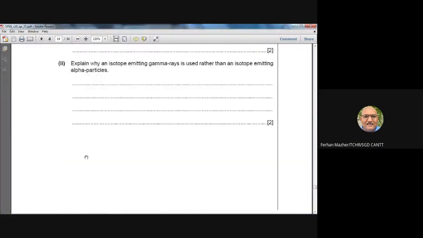Explain why an isotope emitting gamma rays is used rather than an isotope emitting alpha particles. You see, here what is happening, you injected that solution into the body of the patient, and then this radioactive thing attaches itself to the cancer cells. And we use a detector from outside the body, and wherever the radiation is coming in large amounts, we know that there are the cancer cells. So the radiation has to come out of the body. The detector is outside the body. So the radiation should be able to penetrate through the organs, through the flesh, through the skin.